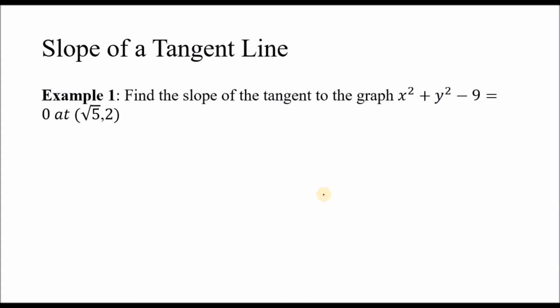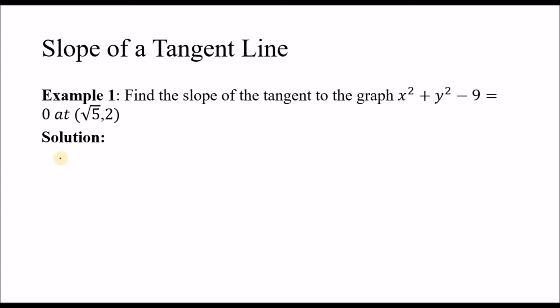Let's find the slope of a tangent line using implicit differentiation, which is one of the applications. We're going to find the slope of the tangent to the graph x squared plus y squared minus 9 equals 0 at (square root of 5, 2). So we know that the slope of the tangent line is equal to the derivative, meaning we need to find dy over dx. But y in this case is kind of hard to solve for. So we're going to use implicit differentiation.